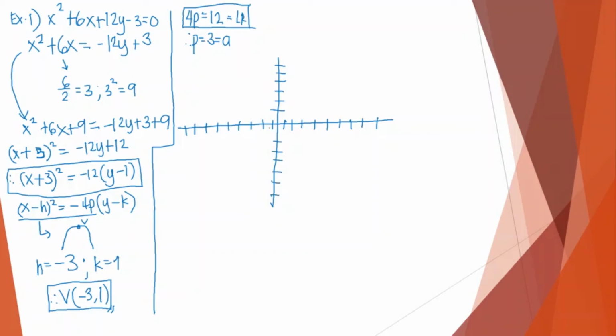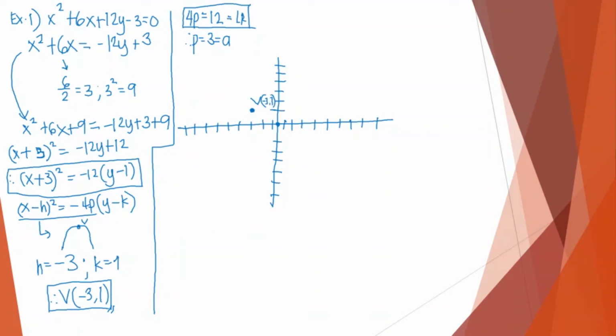Okay, so this will be our origin. Now, our vertex is at negative 3, 1. So this will be our vertex. Vertex is negative 3, 1.